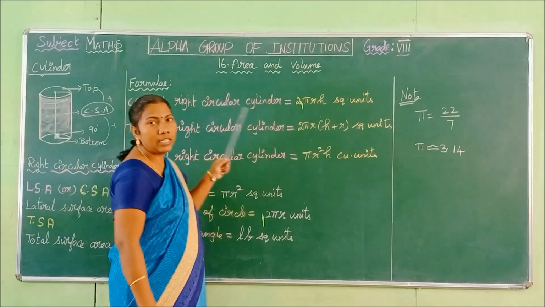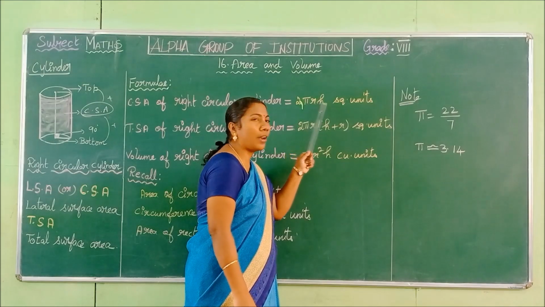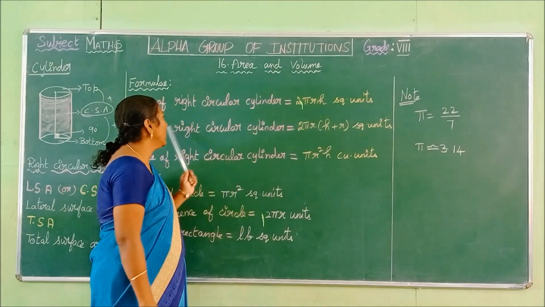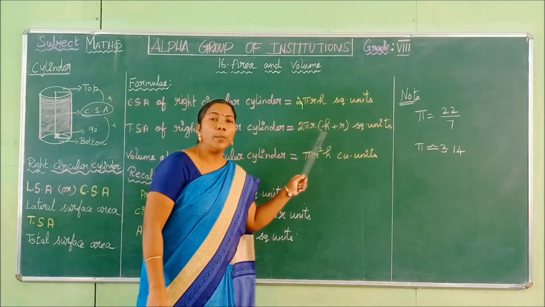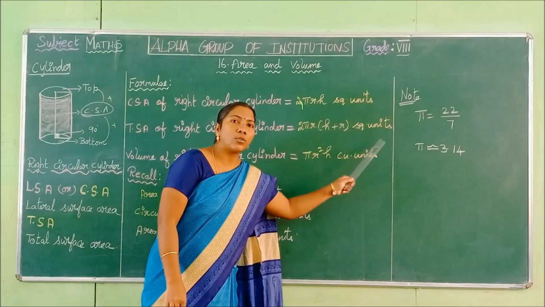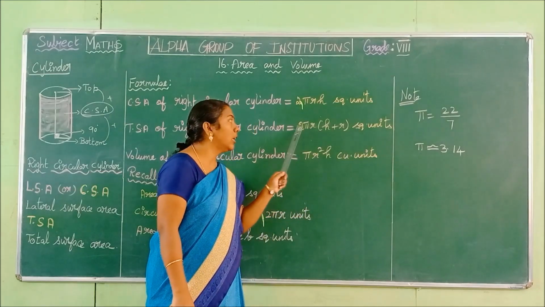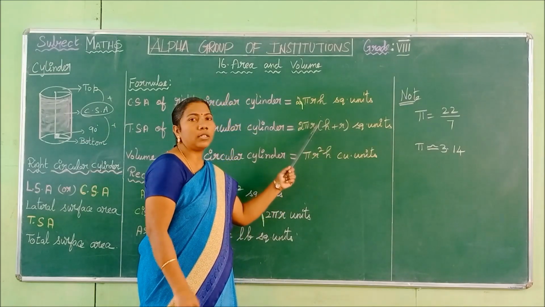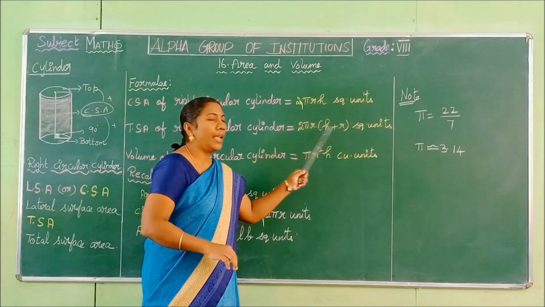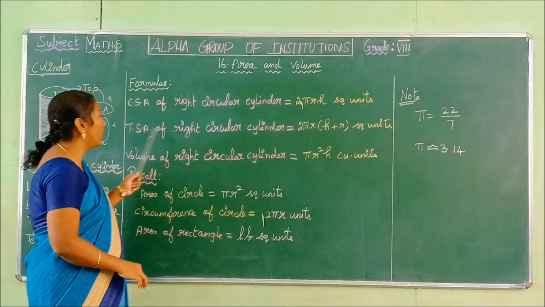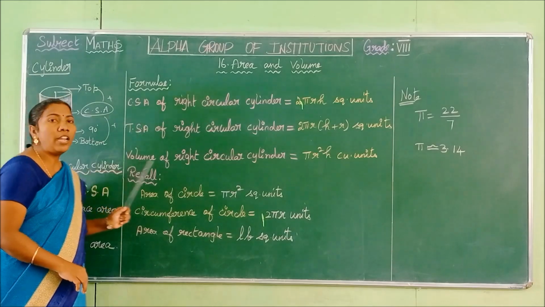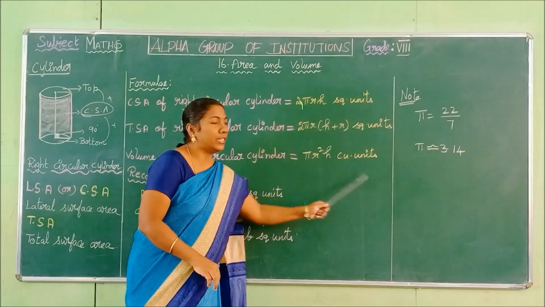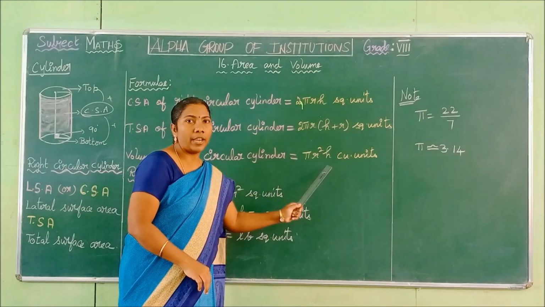CSA of right circular cylinder equal to 2 pi r h square units. So what is the formula for TSA of cylinder? 2 pi r into h plus r square units. How do you read this? Listen carefully. 2 pi r into h plus r square units. Here we have to use the term into. This is the formula for TSA of cylinder. Next, volume of cylinder. Volume of cylinder equal to pi r square h cubic units.